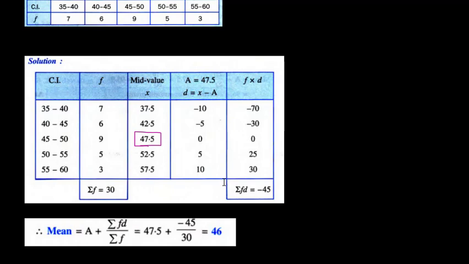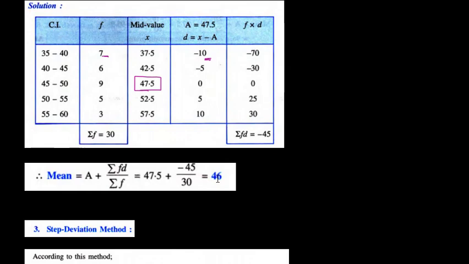These are the values. Now I will multiply this d value with the f value. So this is minus 70. This is minus 5 times 6, that is minus 30. This is 0, and so on. And for the mean, I will use the formula: mean is equal to a plus summation of fd upon summation of f, and thus I get the answer. So here it is 46.